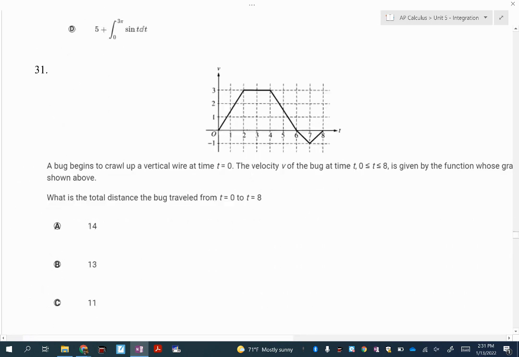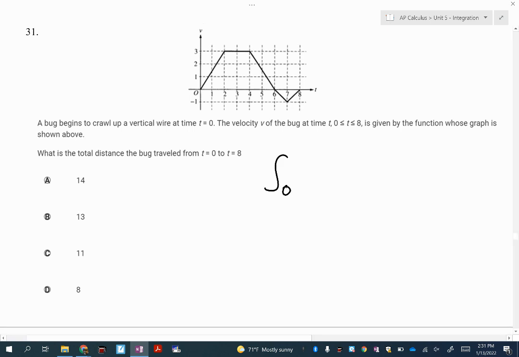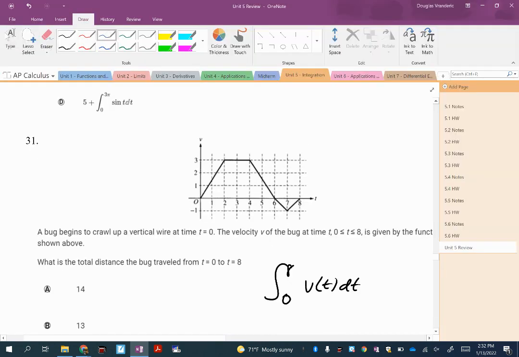Okay, let's do this last one and then I'll be done. A bug is crawling up a vertical wire, at t equals 0 it gives us the velocity, and then asks what is the total distance the bug traveled from 0 to 8? That would be the integral from 0 to 8 of this velocity function, so I'm just trying to find the area under the curve. Let's see what I can do here.